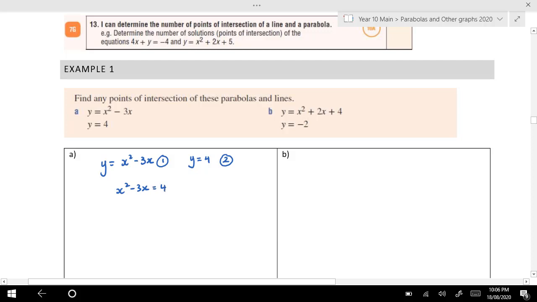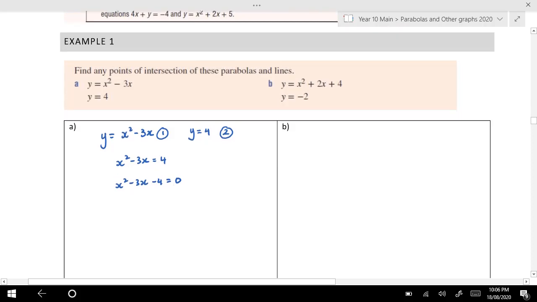Now, how do we do that? Well, first of all, let's get everything on one side, and let's see if we can factorize. Let's subtract 4 from both sides, which gives us x squared take 3x minus 4. And of course, if we can factorize, we always do. Are there two numbers that multiply to give minus 4 and add to give minus 3? Well, there is. It's x minus 4 and x plus 1, because of course minus 4 times 1 is minus 4, and minus 4 plus 1 is equal to minus 3.